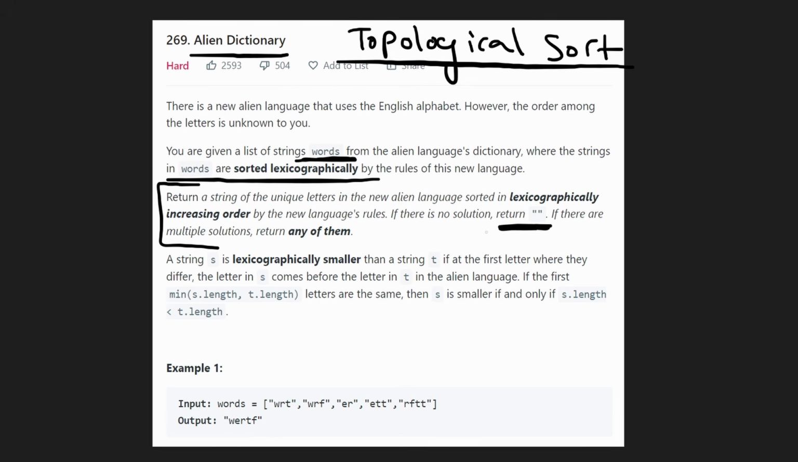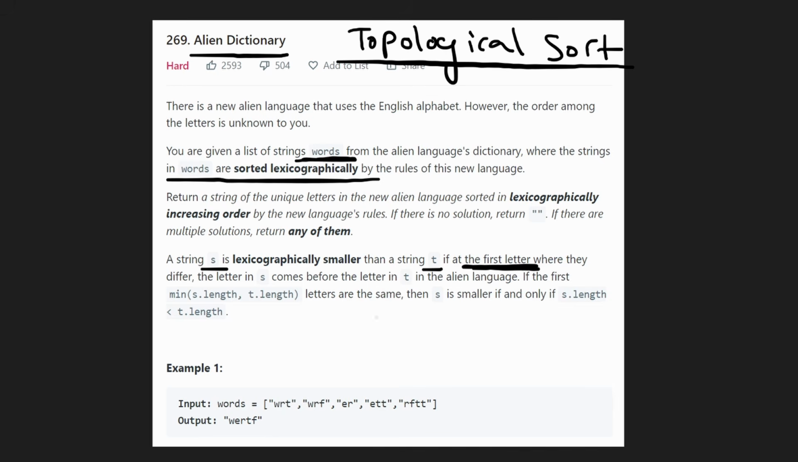So we have to figure out what that even means. What does it mean for there to be no solution? And also, there could possibly be multiple solutions. And if there are, luckily for us, we're allowed to return any of the valid solutions. Now, they tell us that two strings, S and T, S is going to be smaller than T if at the first letter where they differ, the letter in S comes before the letter in T in the alien language.